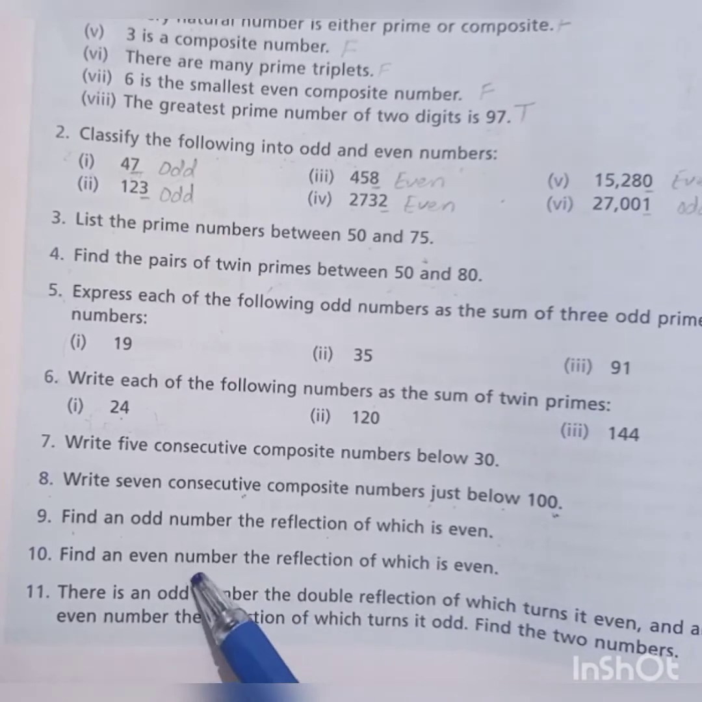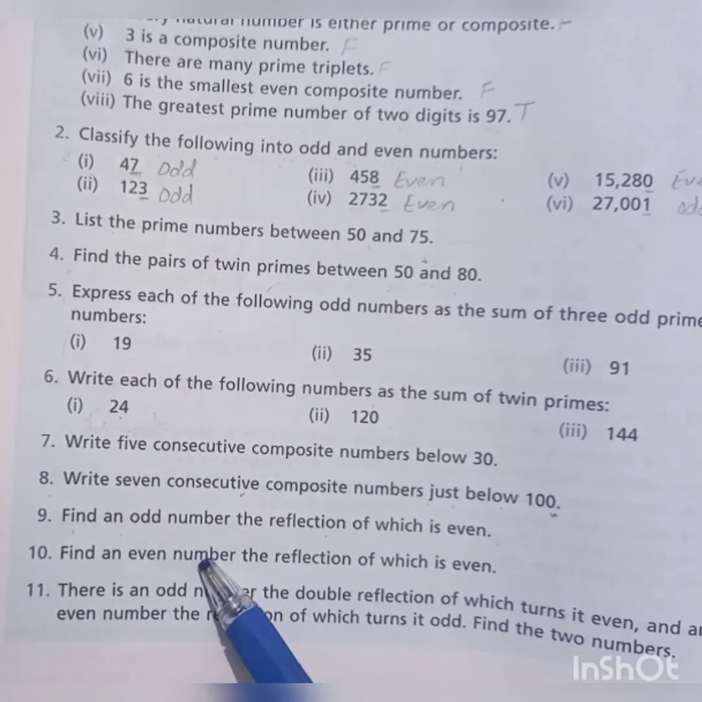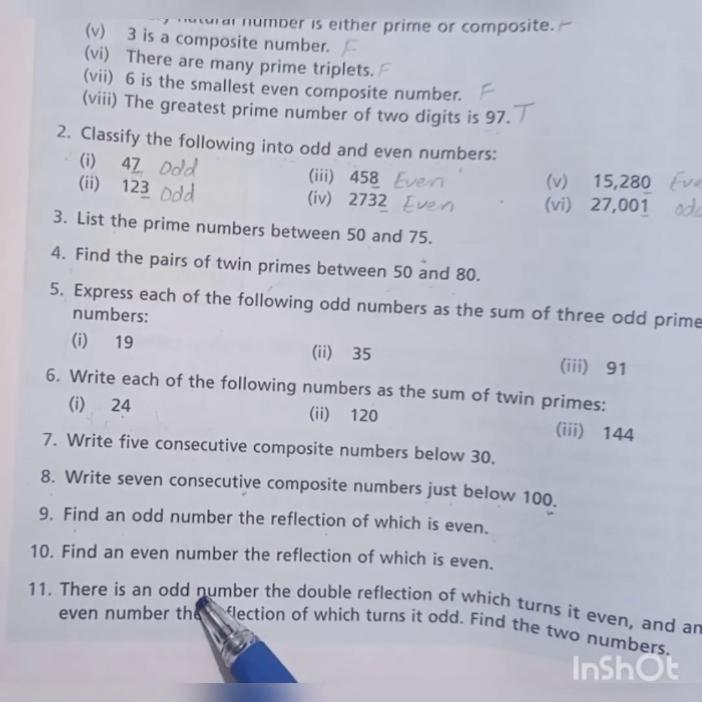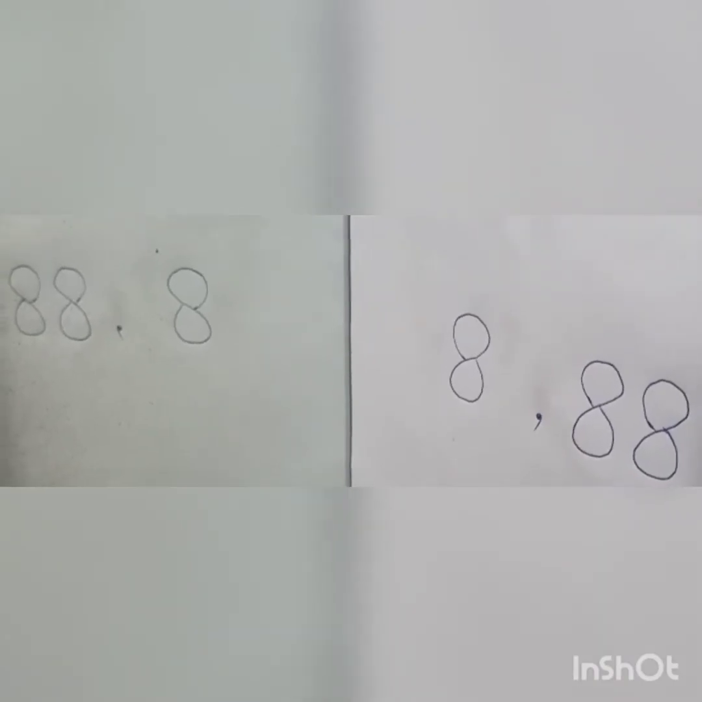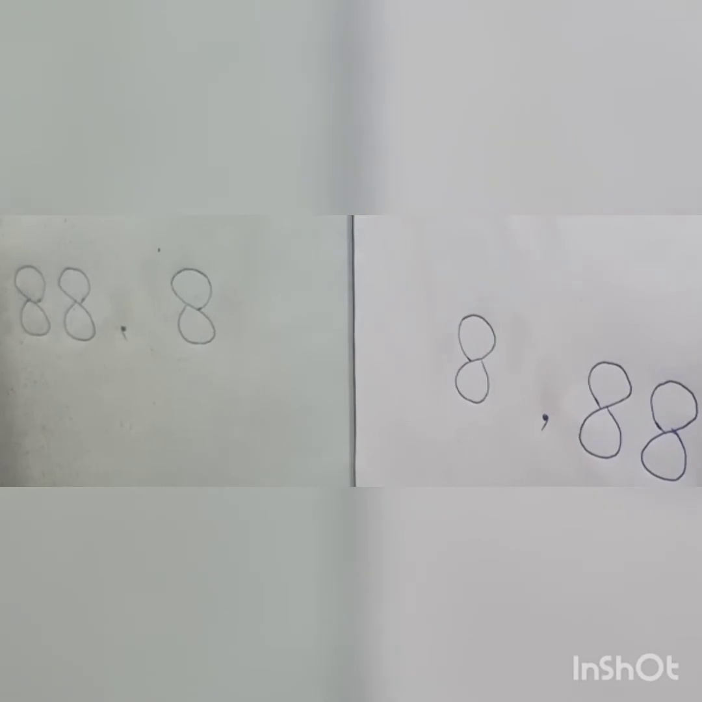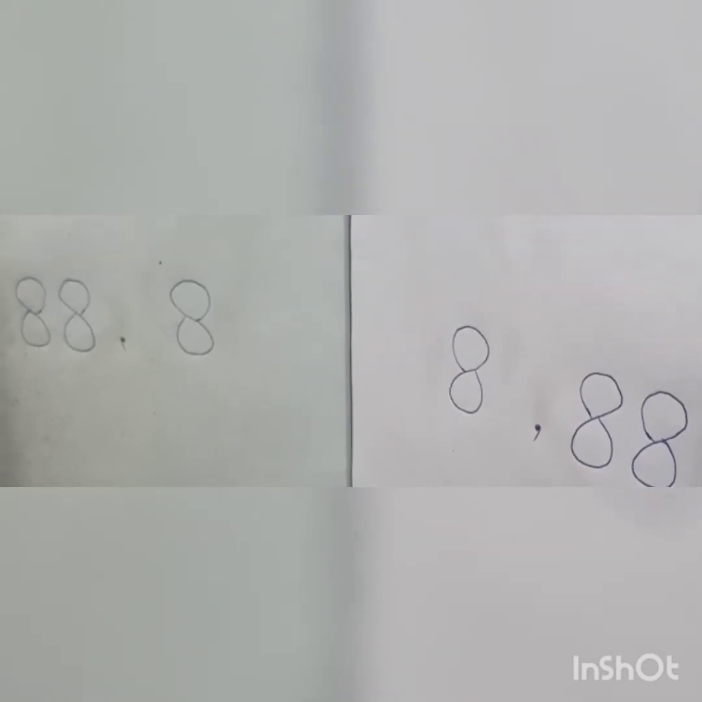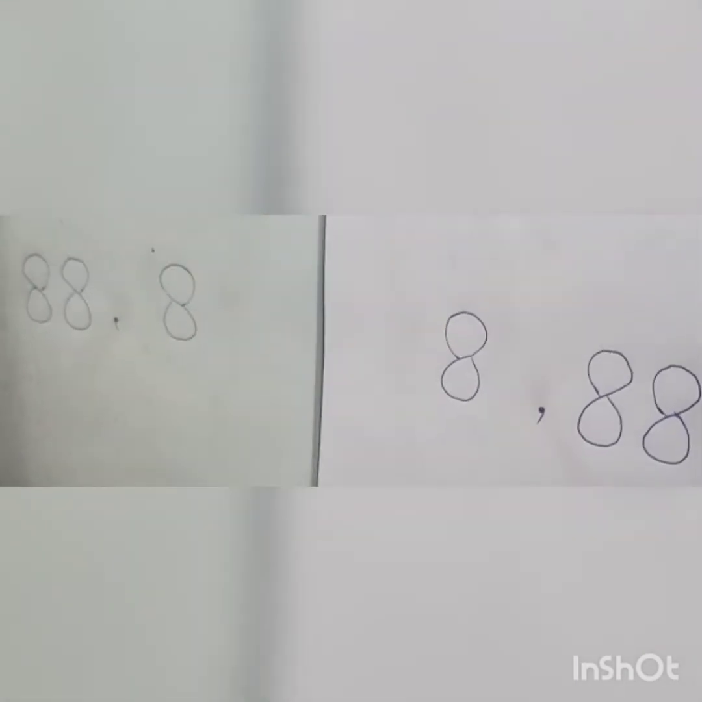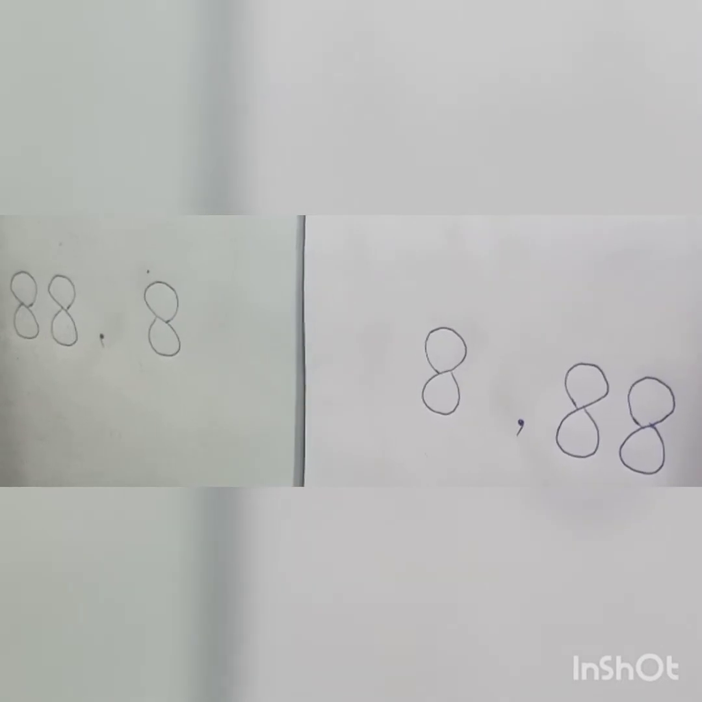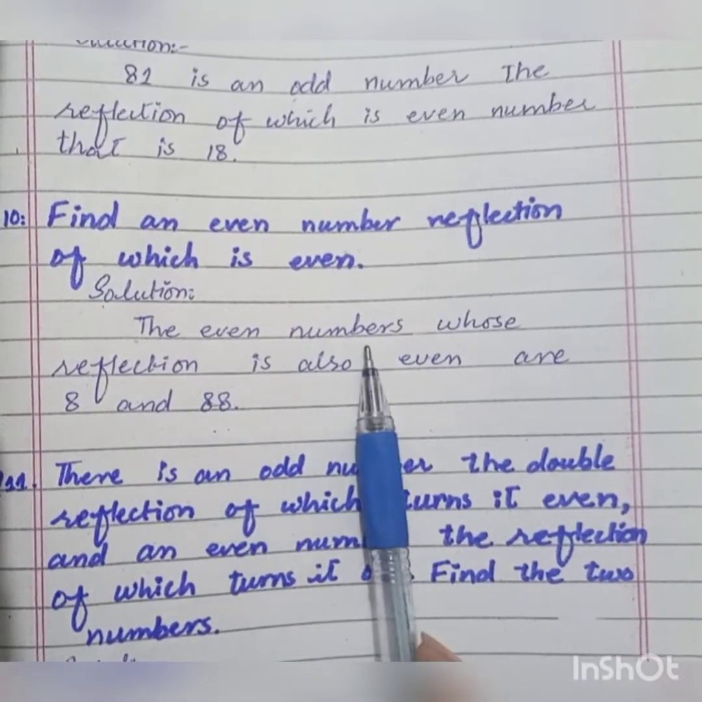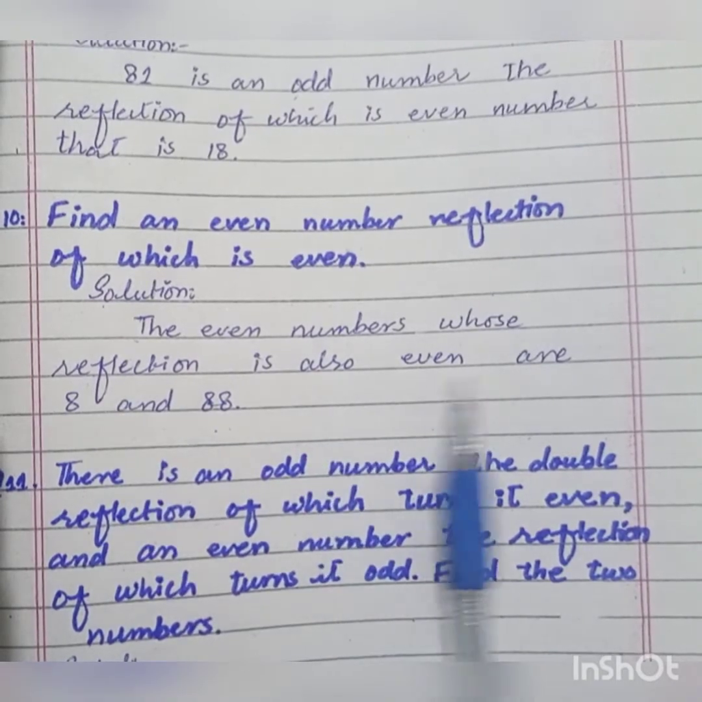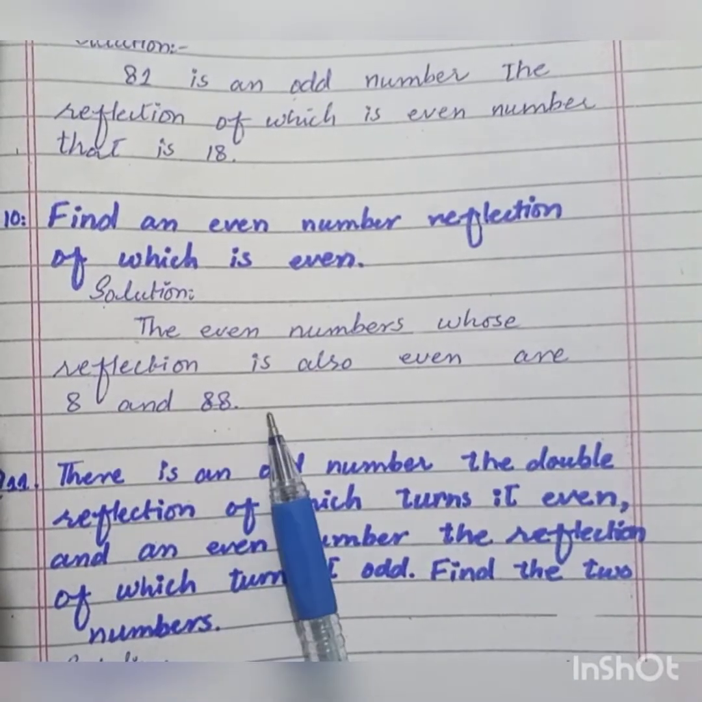Now students, question number 10 is find an even number the reflection of which is even. So now we have to find that even number or numbers whose reflection or mirror image would be even. Now students, you can see at the right side the numbers are 8 and 88, which are even numbers. And on the left side you can see the mirror image of 8 and 88, that is also 8 and 88, and they are even numbers. Students, here is the solution, that is the even numbers whose reflection is also even are 8 and 88.